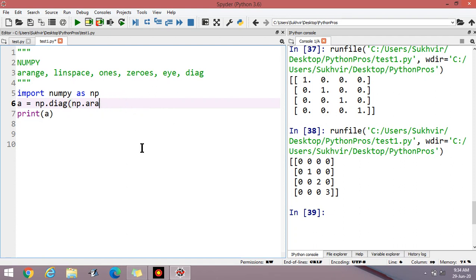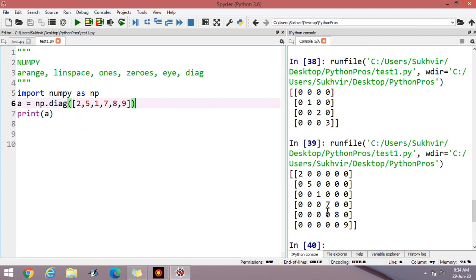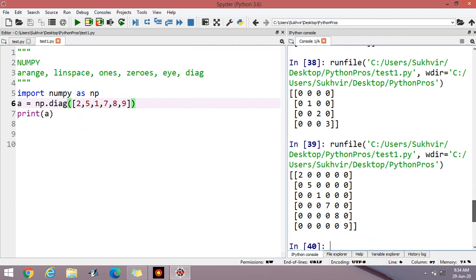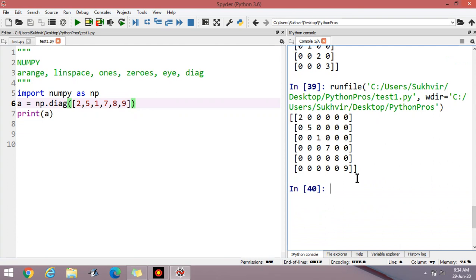But if you would like to change the values, you can write here 2, 5, 1, 7, 8, 9, any values. Now print. You can print these values at diagonal location: 2, 5, 1, 7, 8, 9. Hope you understand the content of today's video: arange, linspace, ones, zeros, I and diagonal.